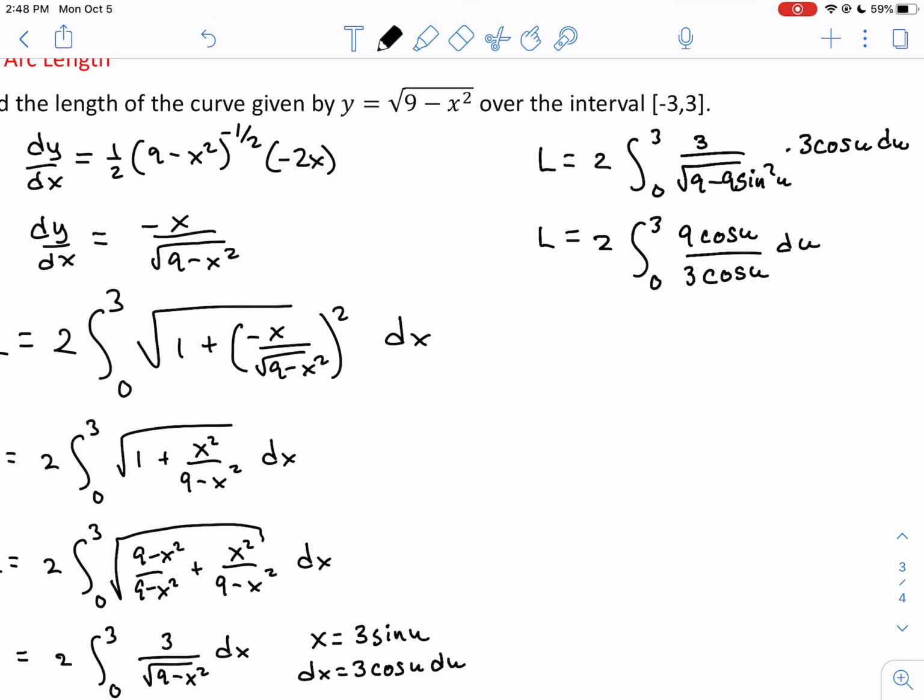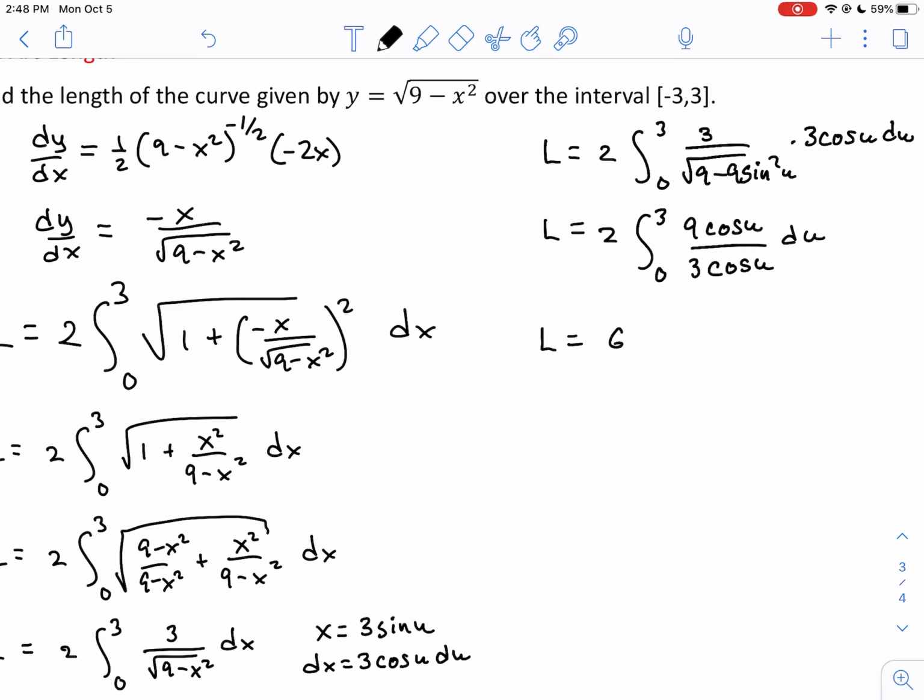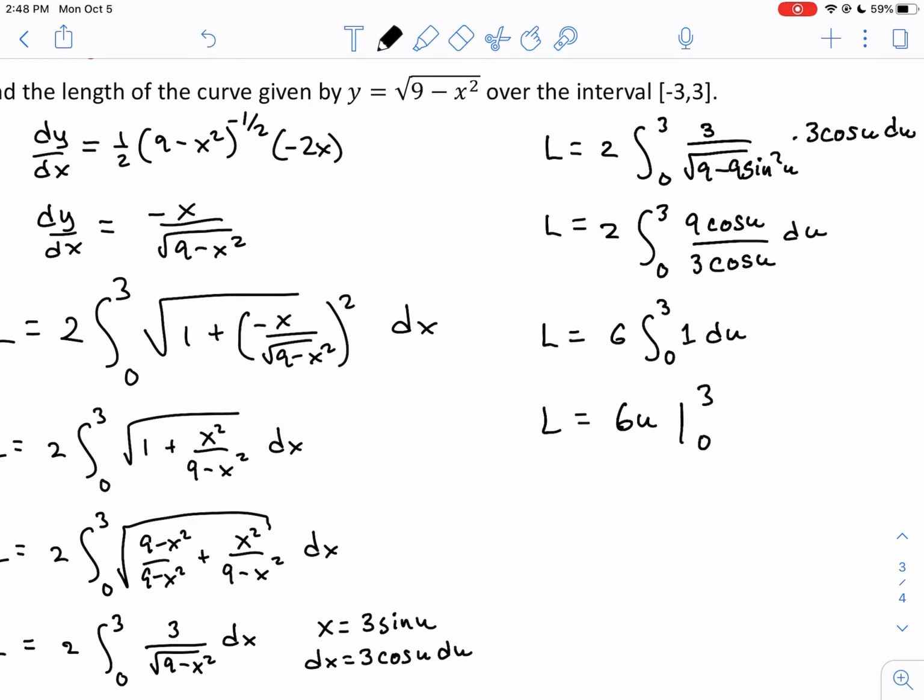Now we get a cancellation of 9 over 3 becomes a 3, multiply it to the 2 on the outside, so we get length is equal to 6 times an integral from 0 to 3 of just really 1 du. And the antiderivative of that is not x, be careful, you've got to look at the differential. The antiderivative of 1 du is u. So we get 6u out of this that we're going to evaluate from 0 to 3. Don't plug 3 and 0 in for u though, those are x coordinates. So we have to do a back substitution.